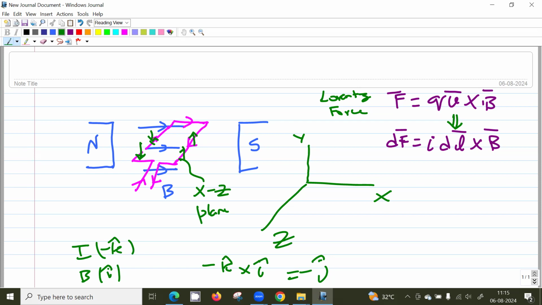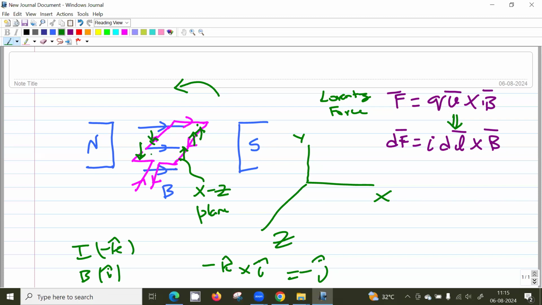This part of the conductor will have all the forces in the upward direction. So this coil will rotate in the anti-clockwise direction. If you take this part of the conductor, the current direction is towards the right, and B is also in the same direction, so the force here will be zero in this particular position.